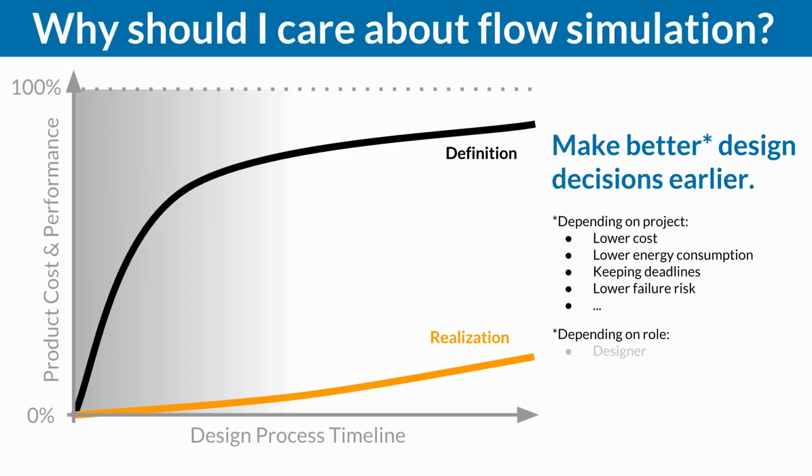So for example, if we are talking about the designer, usually the designer is mainly interested in maybe lower failure risk. But if we talk, for example, about an engineer, he's mainly interested in lowering the energy consumption. But for example, if we look at this from another view, for the manager, his main interest maybe can be the cost, so lowering the cost.